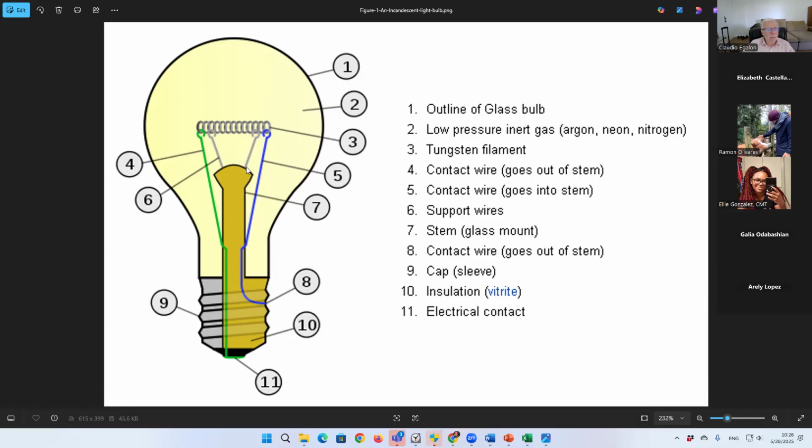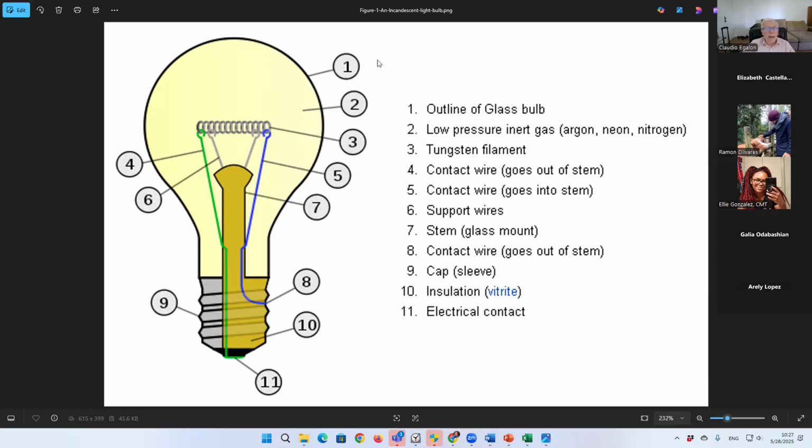Okay, preferably they should be made of dielectric material. So the support wires, so the filament doesn't sag, right? That's why we have the support wire right in here.